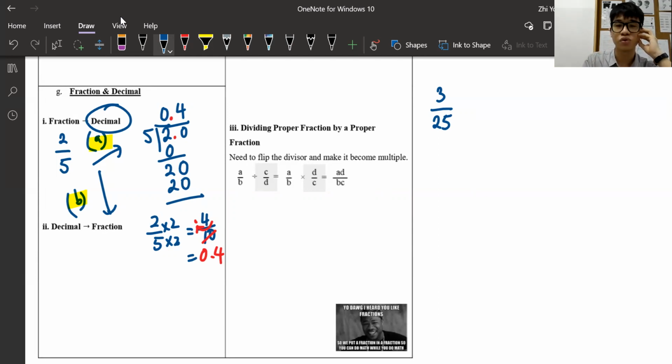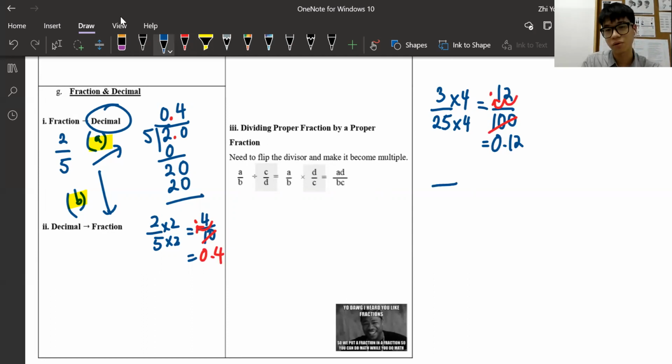However, let me introduce that you also can times with 4. So it will become what? 3 times 4, 12. 25 times 4 is equal to 100. And as you know, 100 has 2 decimal places, so you move 1, 2, and put a dot here. The answer here should be 0.12. Simple, easy.